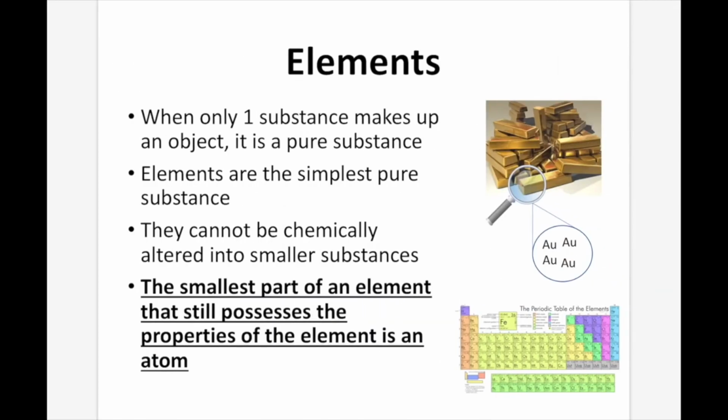When only one substance makes up an object, it is a pure substance. Elements are the simplest pure substance, and they cannot be chemically altered into smaller substances. The smallest part of an element that still possesses the properties of an element is the atom. So for example, gold is made up of gold atoms only. It is a pure substance. It is only composed of its element.